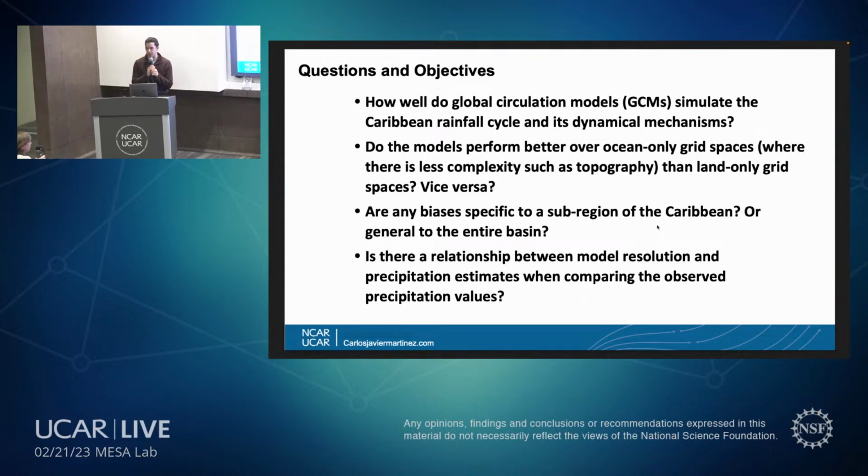First is to look at what global circulation models or GCMs simulate the cycle and the mechanisms that govern it. Do models perform better, for example, over ocean-only grid spaces where you have less complexity, such as land and those land interactions that you have? Are there biases specific to the entire basin or specific to a sub-region of the Caribbean? And then is there a relationship between, for example, model resolution and precipitation estimates, or the configuration of the model, such as when you prescribe SSTs and what we find in those precip values?